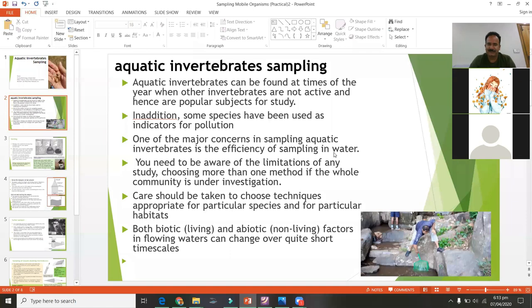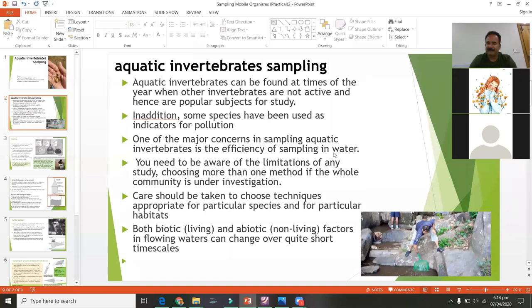Aquatic invertebrates have very good assemblage in less polluted streams and rivers. As the water quality changes, sensitive macroinvertebrates will disappear from that segment of stream or river. In most cases, aquatic biologists and environmentalists use macroinvertebrates as a pollution indicator.